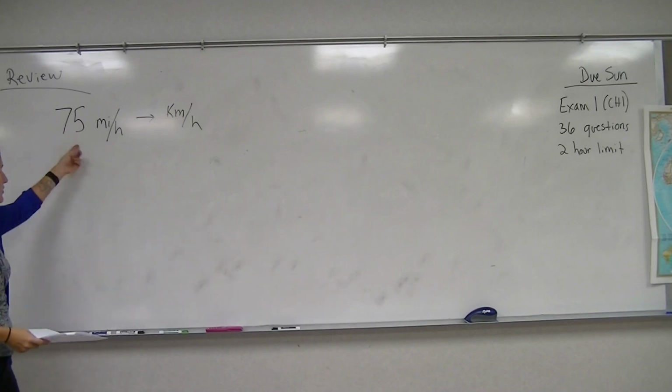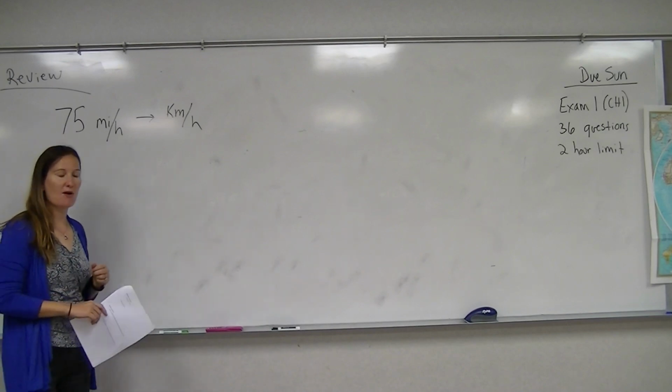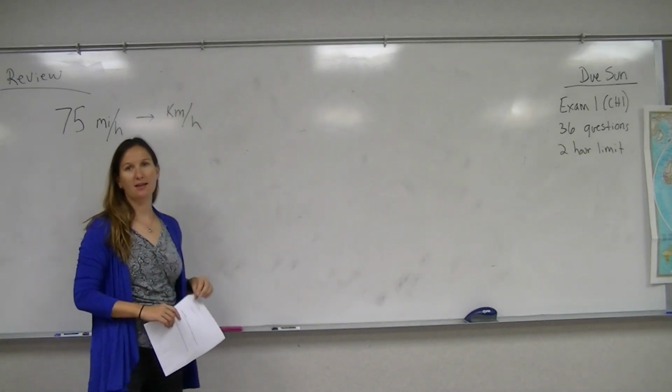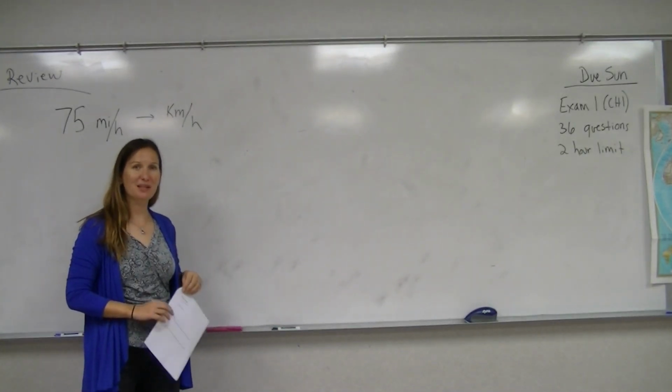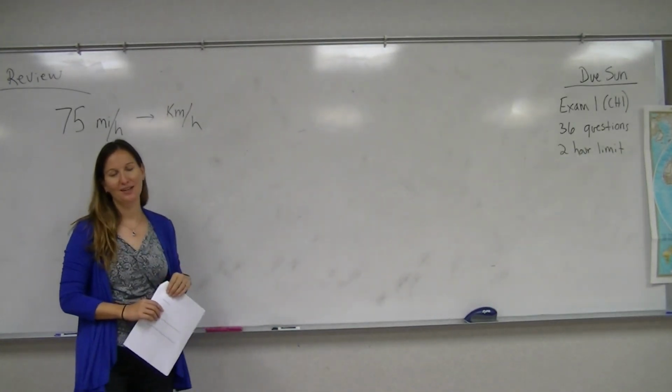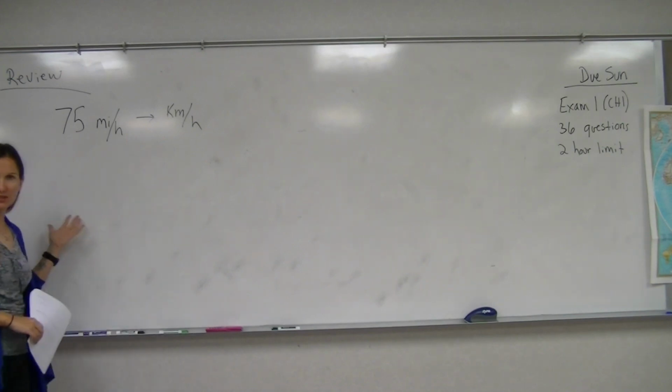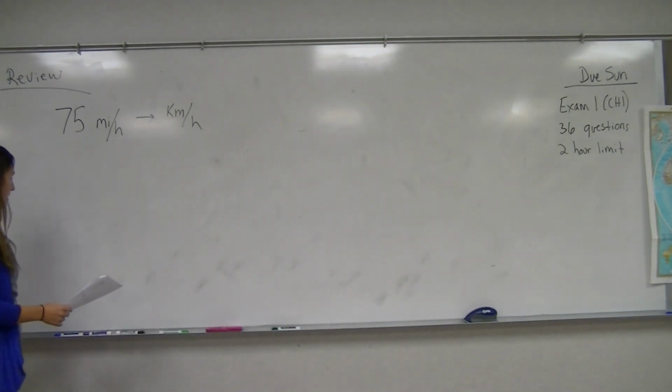So, say you're driving in the US and you're driving at 75 miles per hour. Okay, but you want to go up to Canada. Well, their cars and their speed limits are in kilometers per hour. So if you needed to do that conversion, this is how we would do that.